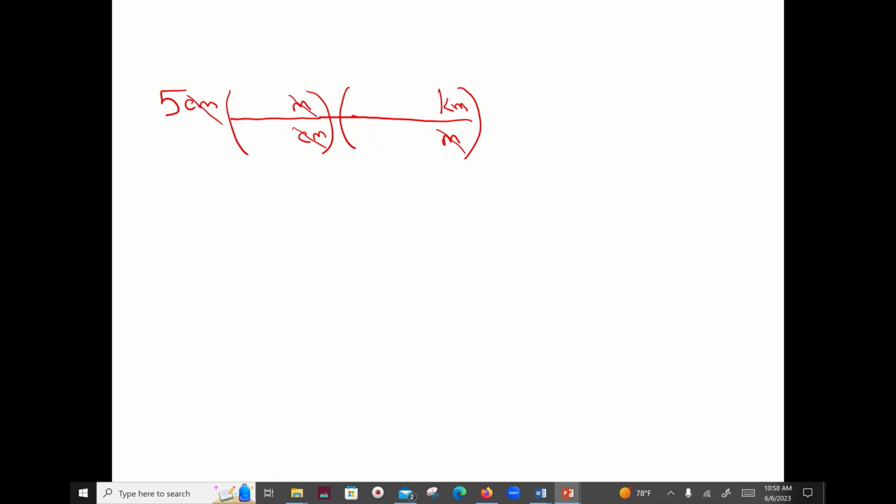All right, so what are our conversion factors? Well, 1 centimeter is 10 to the minus 2 meters, and 1 kilometer is 1,000 meters. Okay, so I've got 5 times 10 to the minus 2 divided by 1,000, or 10 to the 3. So I get 5 times 10 to the minus 5 kilometers.